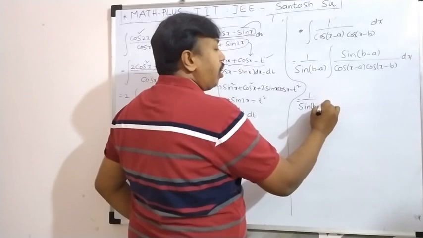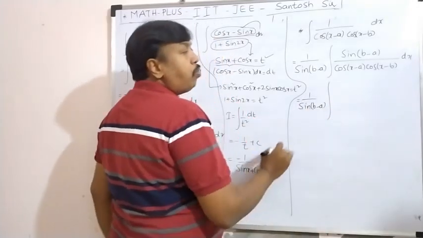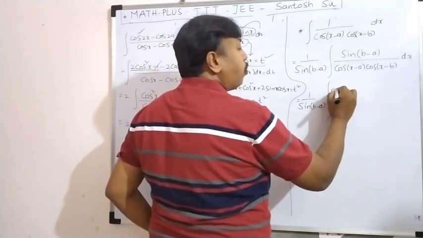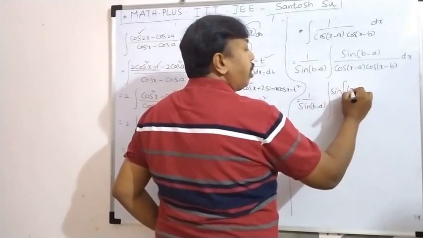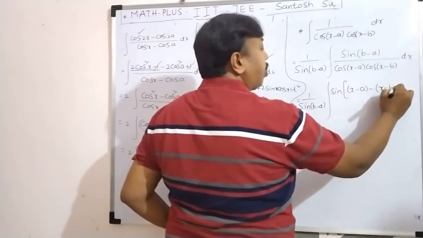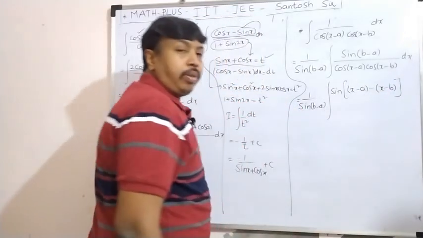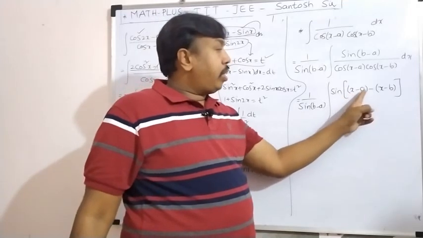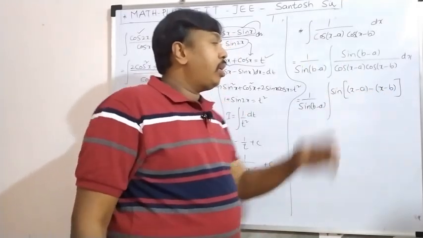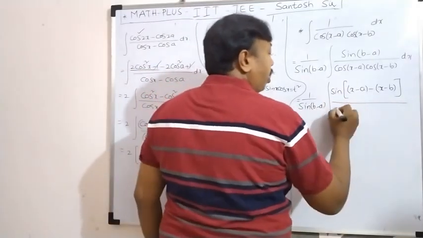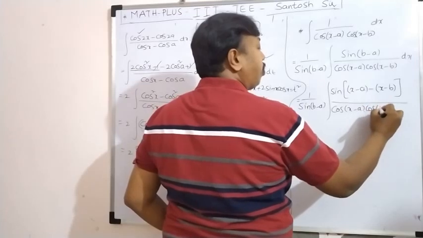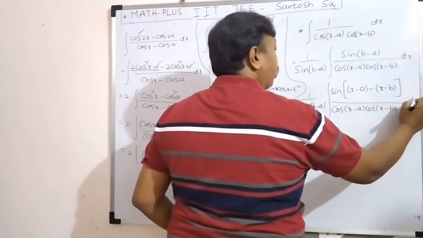See, here I am going to express the numerator in terms of the denominator. So I am writing this b minus a as x minus a minus x plus b. The x cancels, minus of minus becomes plus b, upon cos x minus a into cos x minus b dx.